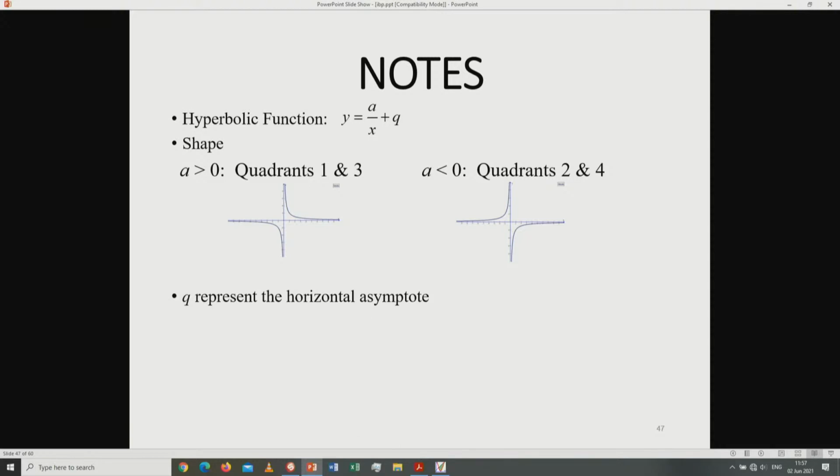Okay, right, now we said q represented the horizontal asymptote, as well as q shifts the graph up or down. It also represents the horizontal asymptote. Very, very important. Now, always when you're asked about the equation of the asymptote, look at what is the value of q. If q is a minus 3, therefore the equation of the horizontal asymptote is y is equals to minus 3. If it's a positive 5, then it's y is equals to a positive 5.